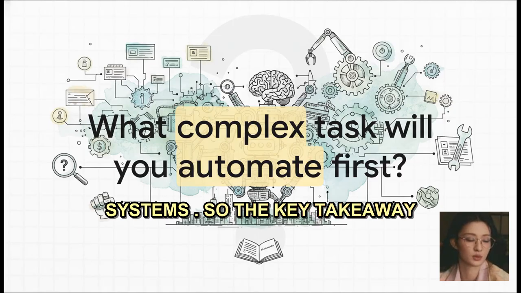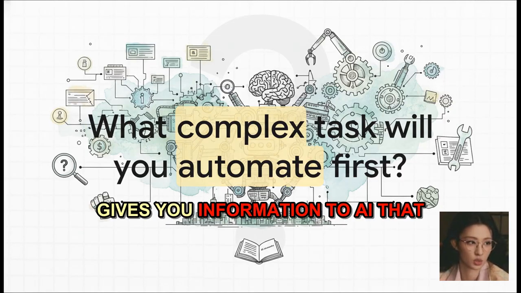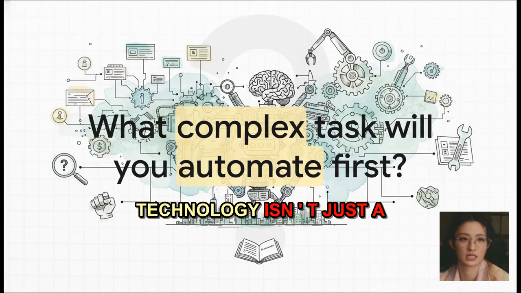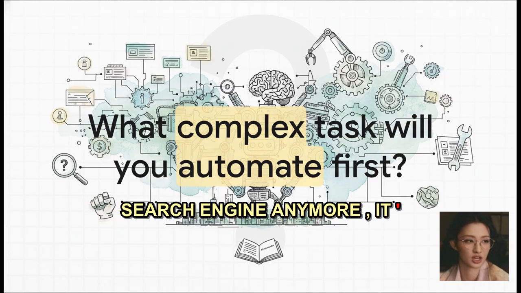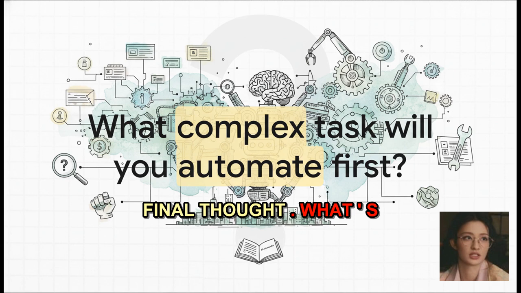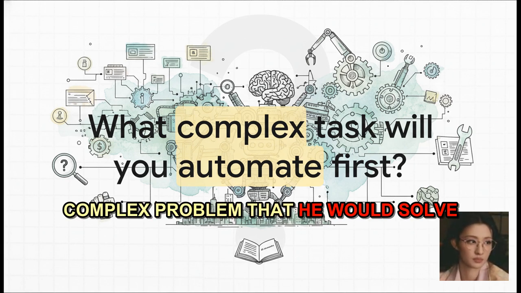So the key takeaway here is that we are moving so fast from AI that just gives you information to AI that actually gets things done. This technology isn't just a search engine anymore, it's an action engine. Which really just leaves us with one final thought. What's the first big, messy, complex problem that you would solve with it?